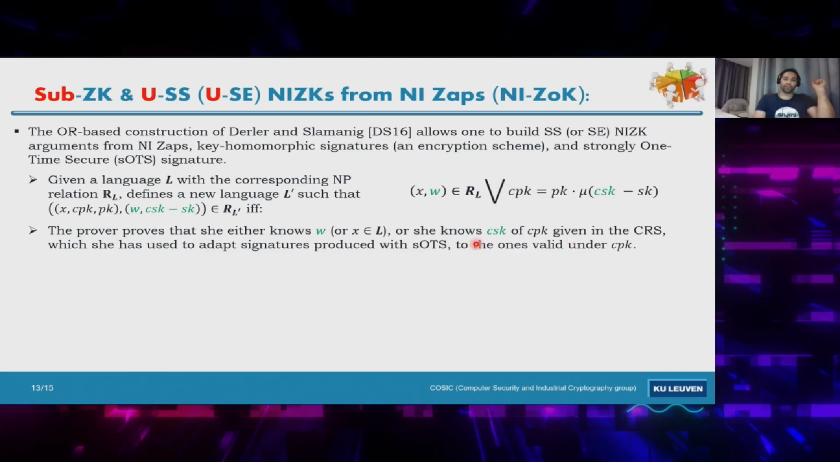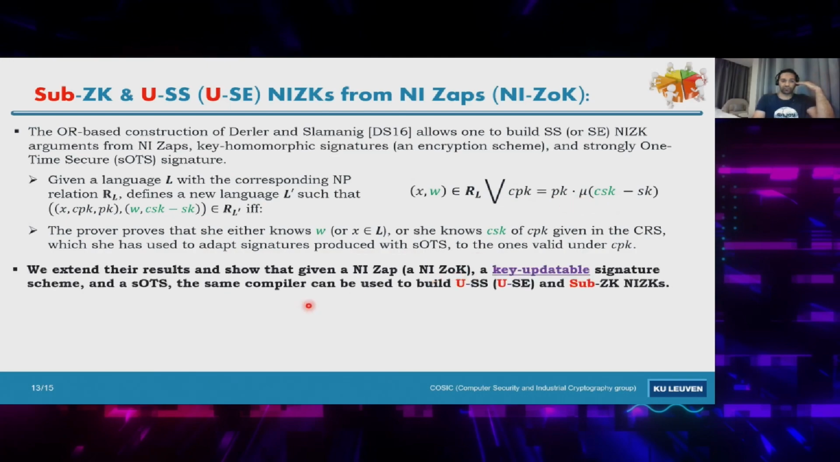So basically, if this CSK, which is supposed to be hidden in the CRS generation, is hidden, then the honest prover should use this witness. But given this CSK, we can simulate the proofs because this is an OR relation. And I should maybe mention that this mu is a one-way efficient map from the secret key space to the public key space.